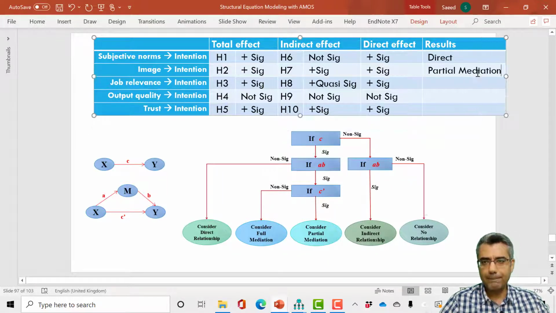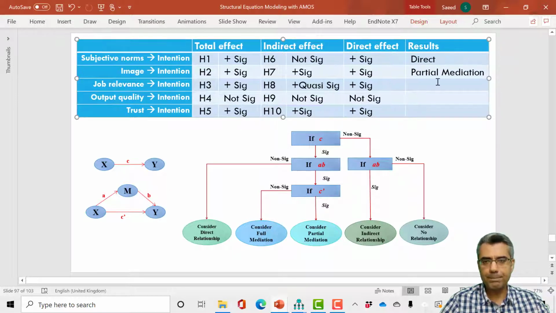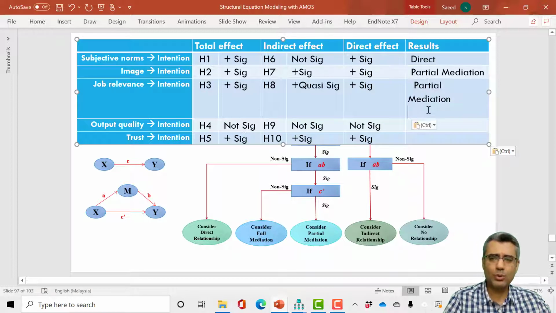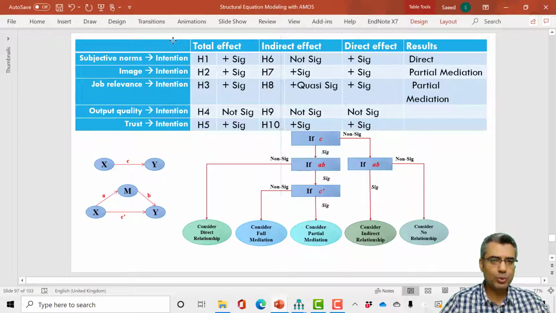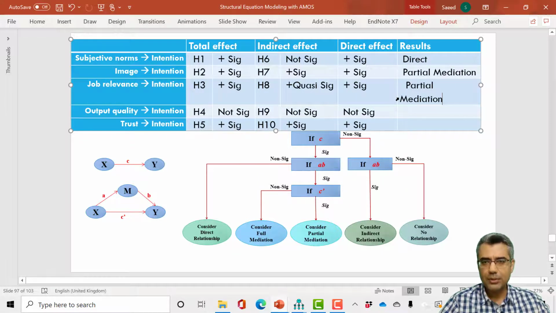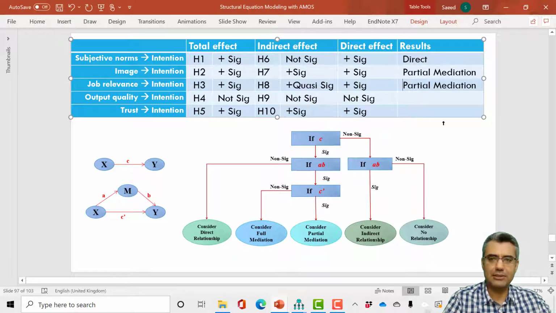Now, next one. Again, this is significant, but the indirect effect is almost significant, and this is still significant. So I would say partial mediation, but again, this is up to you. Some people say, what do you mean by quasi-significant? It's up to you how you want to report. If you want to stick to a p-value of less than 0.05, this is not significant. So I would write quasi, almost mediation.